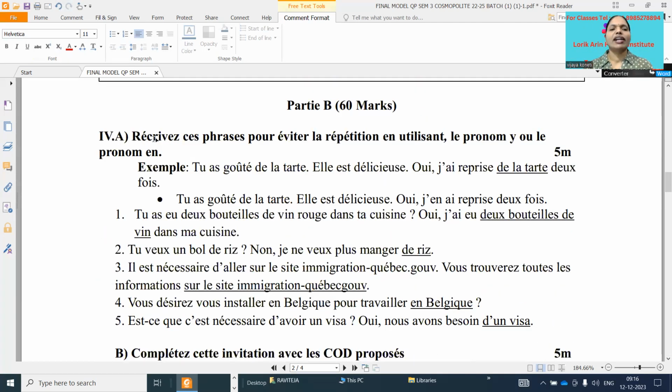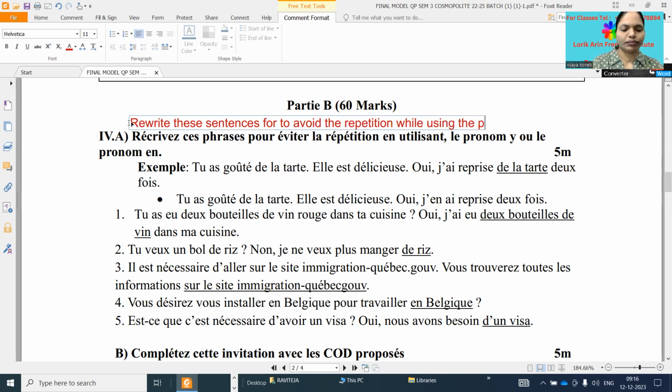And mostly it is grammar. Question 4A: "Récrivez ces phrases pour éviter la répétition. On utilise les pronoms y, en, le pronom on." So what the question means is: rewrite these sentences to avoid the repetition while using the pronouns y, en and the pronoun on. So this one means we have to replace with y, en, on.